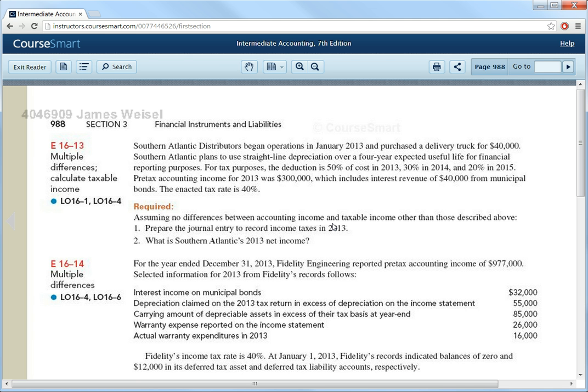So let's talk about this a little bit, and then we'll show you how to do the calculations. In 2013 we had $300,000 of income for GAAP purposes. That includes $40,000 of revenue from municipal bond income. The very first thing we need to do is eliminate any of these permanent differences. Municipal bond income is one example of a permanent difference. Then we also will have a singular temporary difference for each year, 2013 to start with, where there's a difference between the depreciation deduction for GAAP purposes and the depreciation deduction that is allowed for tax purposes.